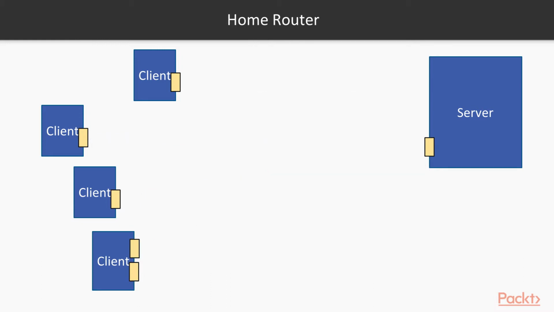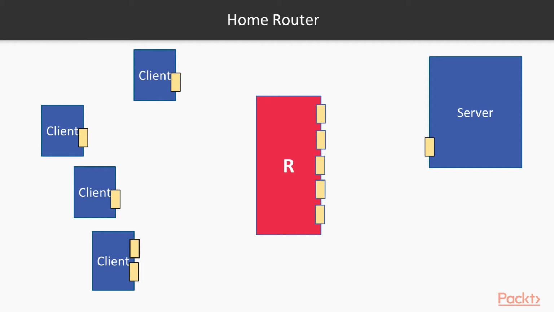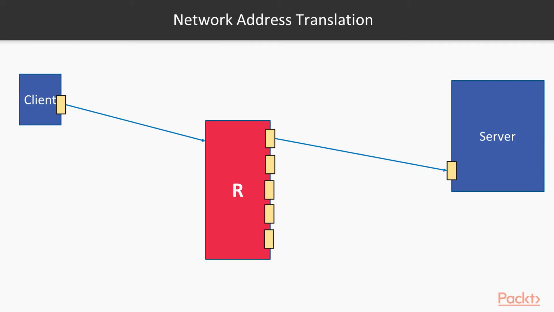Actually, you don't directly connect to that server, you have a home router. How does it work? You have the router in the middle. When a client tries to connect to a server, the router will route the connection to the server. But how does it work? Well, the router uses network address translation.